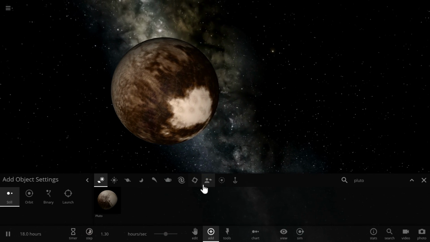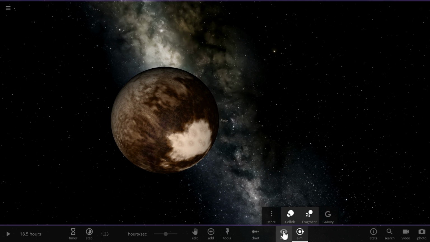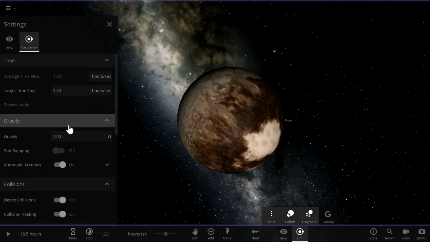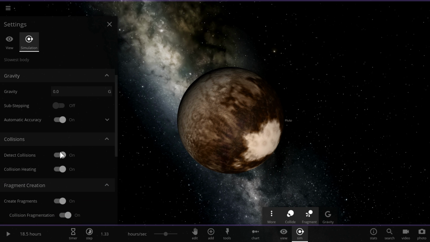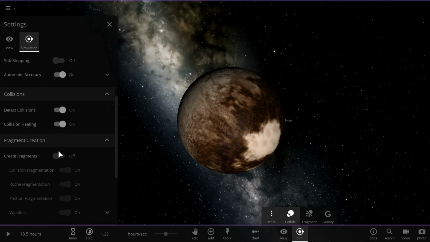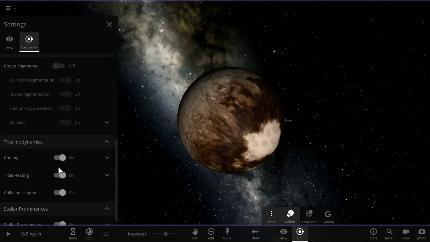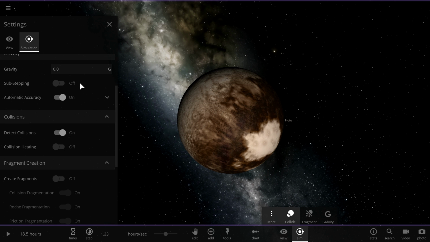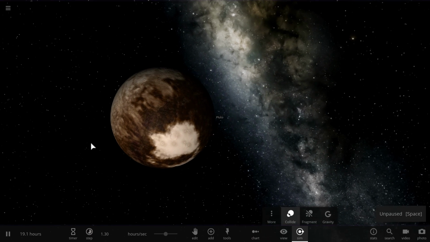So here is Pluto. We're going to actually pause the button, and we also are going to go into simulation here and disable the gravity for now, because we don't want them colliding. I also want to make sure that the fragments are not created and that the collisions here don't produce any heat. So here is Pluto.